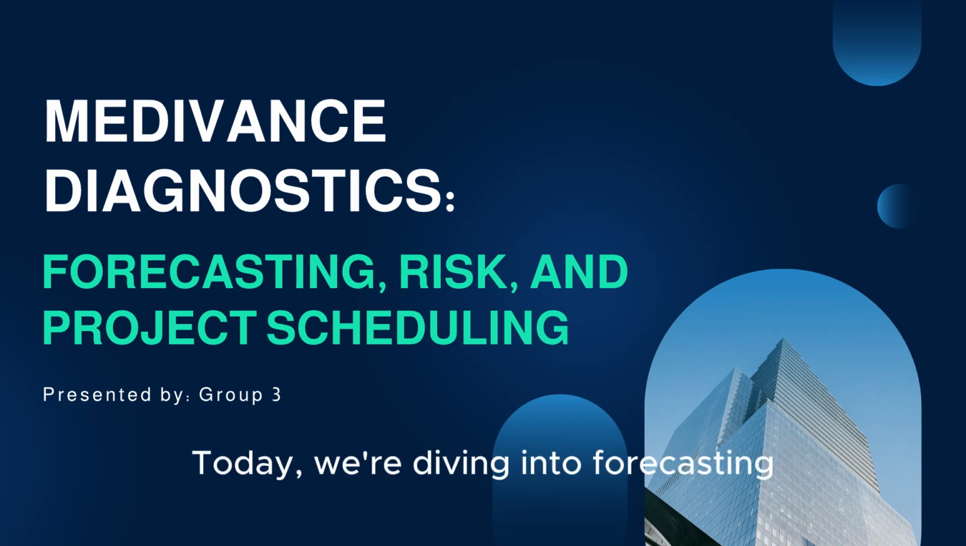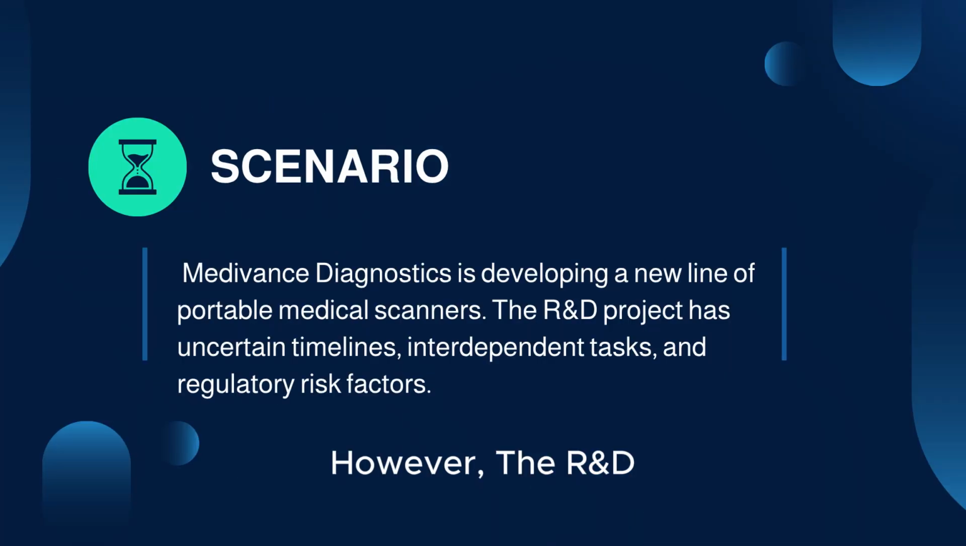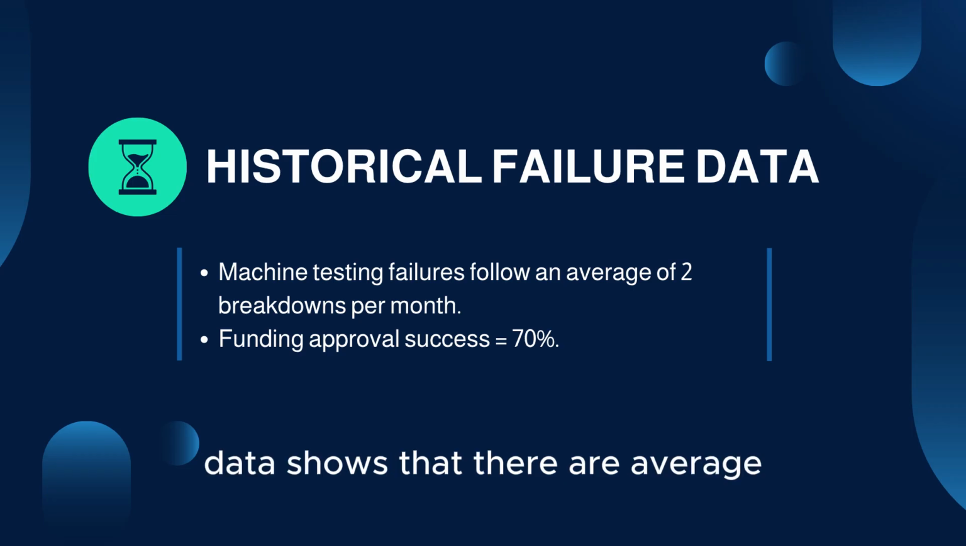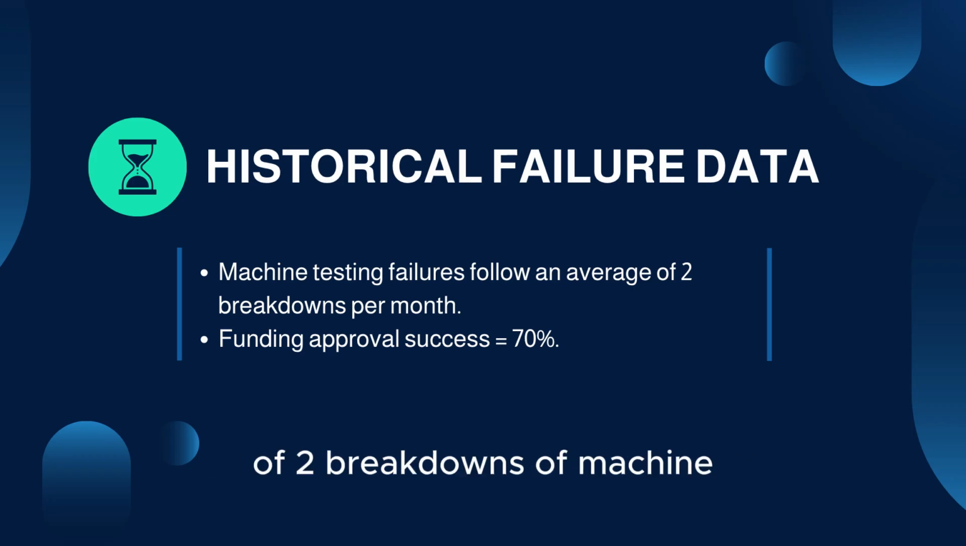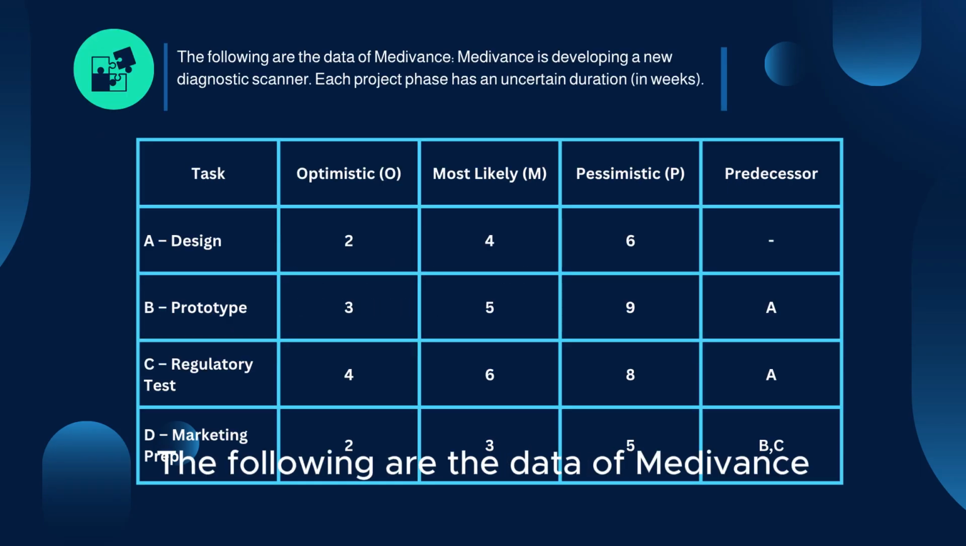Hi! Today, we're diving into forecasting, risk, and scheduling for Medivance Diagnostics, which is developing a new line of portable scanners. However, the R&D project has uncertain timelines, interdependent tasks, and regulatory risk factors. Historical failure data shows an average of 2 machine testing breakdowns per month, and 70% funding approval success. On the other hand, the following are the data of Medivance.